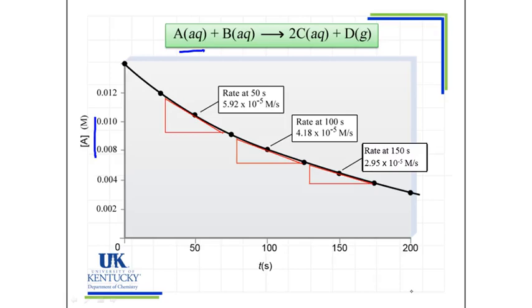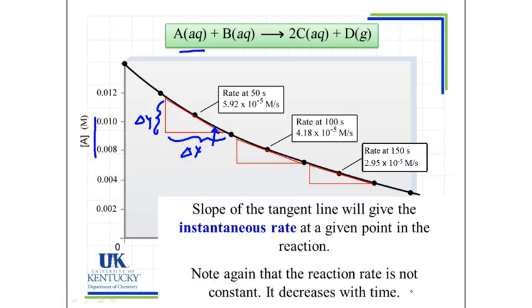line. So this little red line here is its tangent line, and if we do the change in y over the change in x, we can determine the rate at that instant in time. Okay, so that's the slope of the tangent line. It gives you the instantaneous rate, and again we will see that these are not the same value. As time is going by, the rate is decreasing, but we have a value at that instant in time.